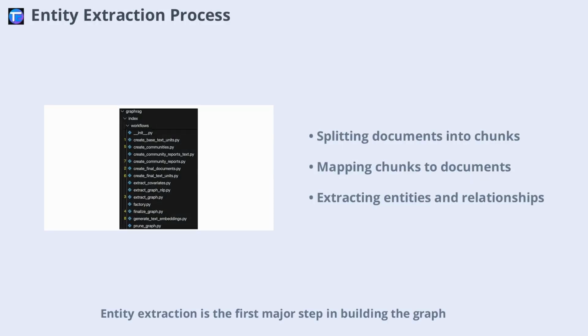Entity extraction is the first major step in building the graph. The source document is split into manageable chunks, each with a unique ID. Then, a lookup table is created to map these chunks to their parent documents. Using a large language model, entities and relationships are extracted from each chunk. For example, a character like John might be mentioned in many different chunks, so he appears multiple times in the raw extraction. These entities are then grouped and deduplicated, though some imperfections may remain. The goal is to capture all relevant entities and their relationships for the next steps.